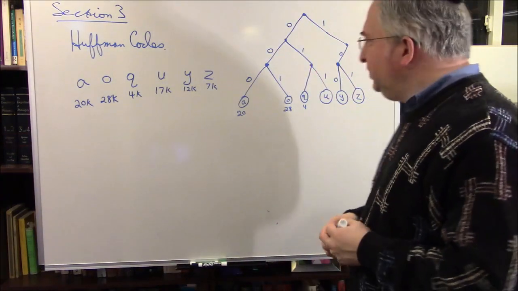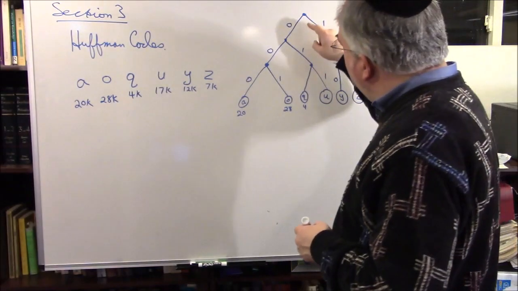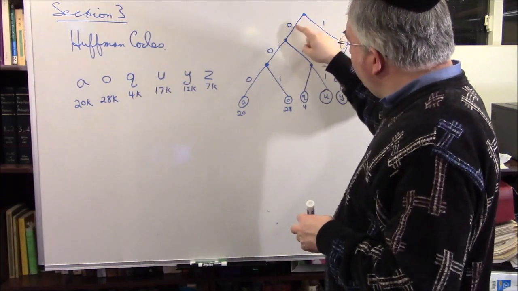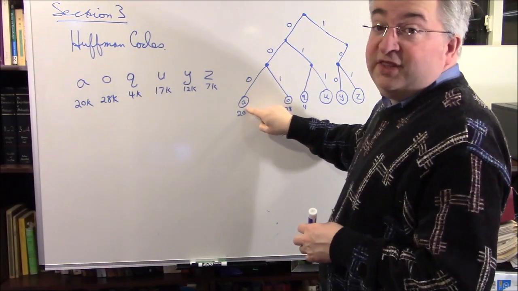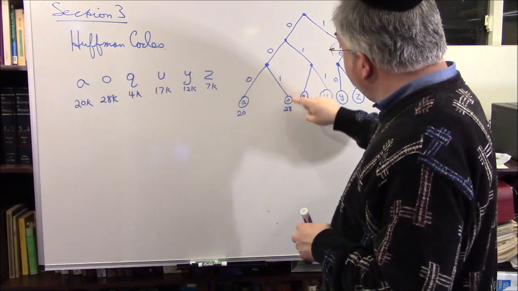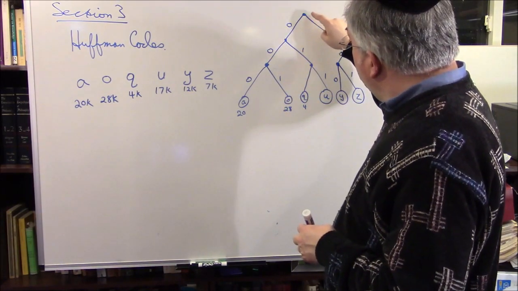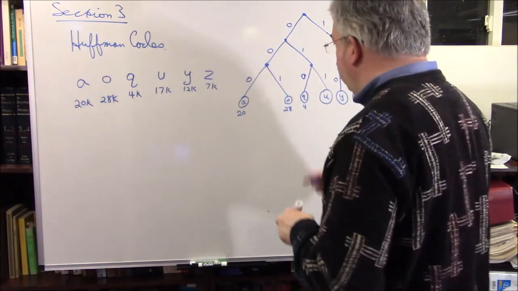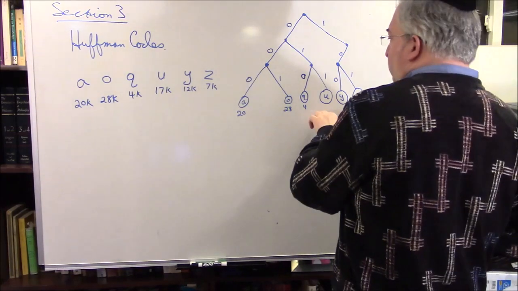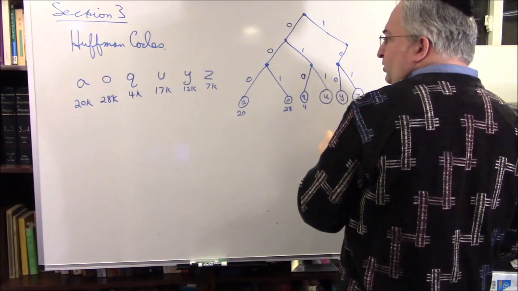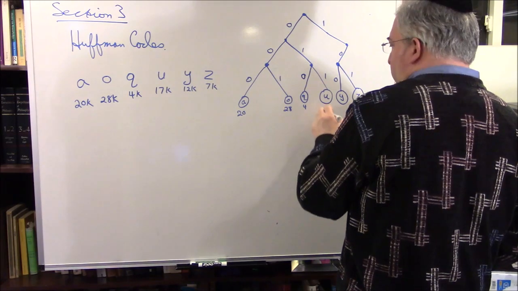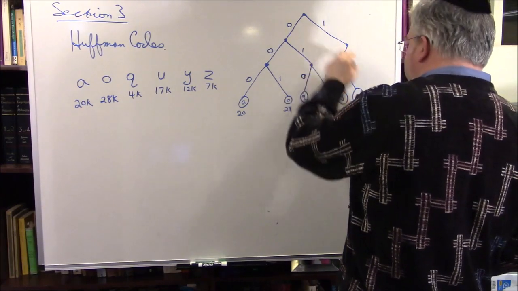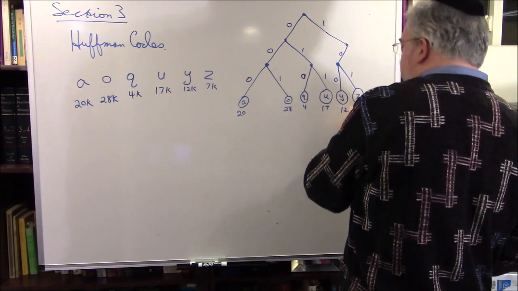You might do something like this. Again, the purpose is to decompose it. So you might say, when I read 000, I want to think of A. When I read 001, I want to think of O. When I read 010, I want to do Q. U is going to be 011, and it has 17,000. Y is going to be 100, which is 12, and Z is going to be 7.